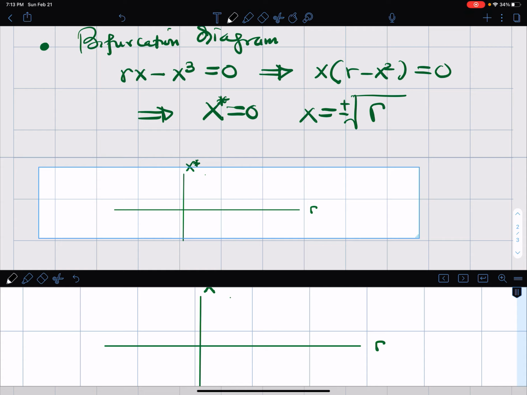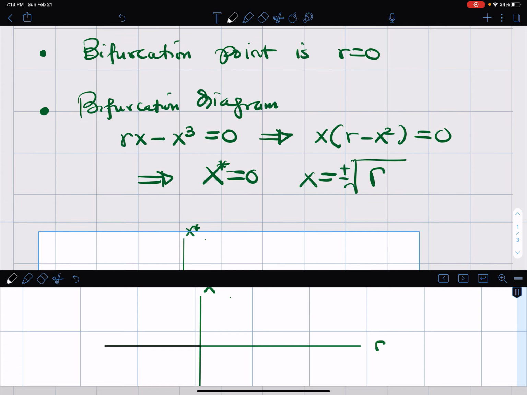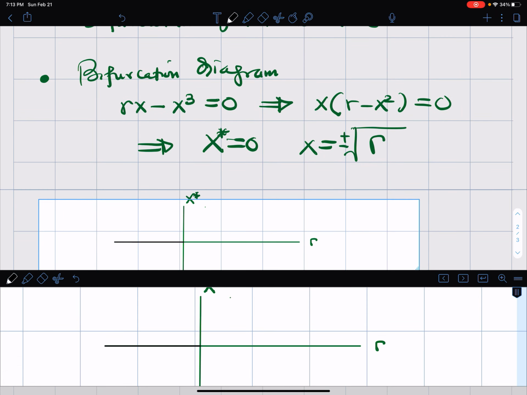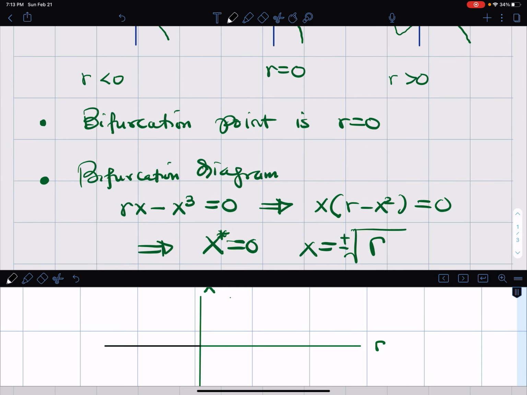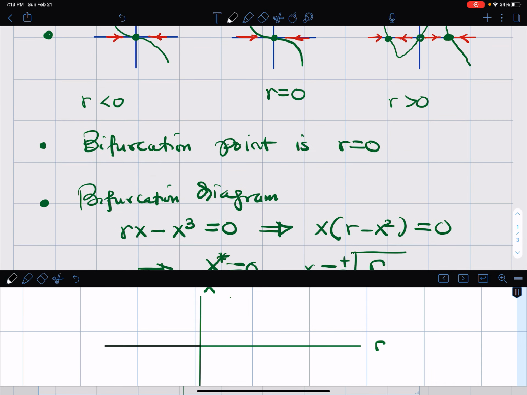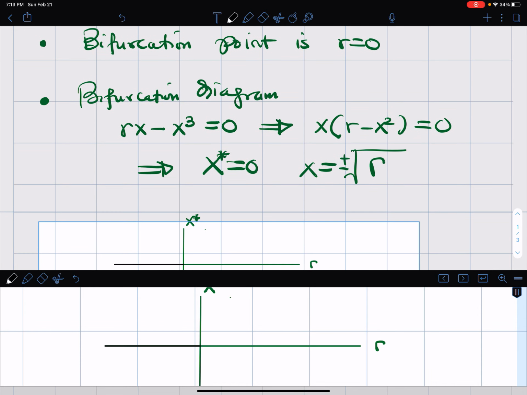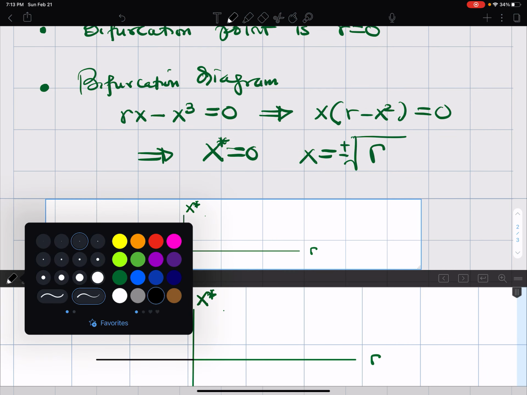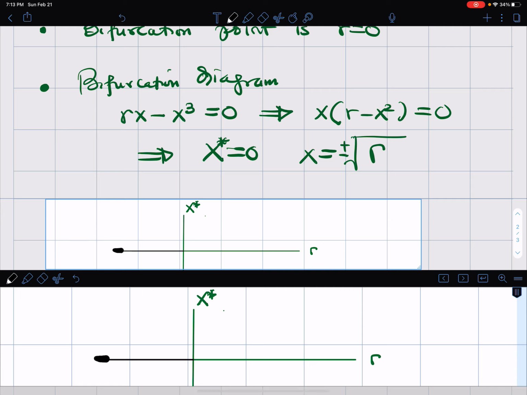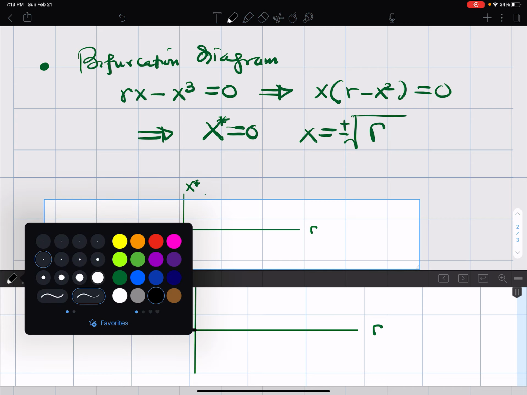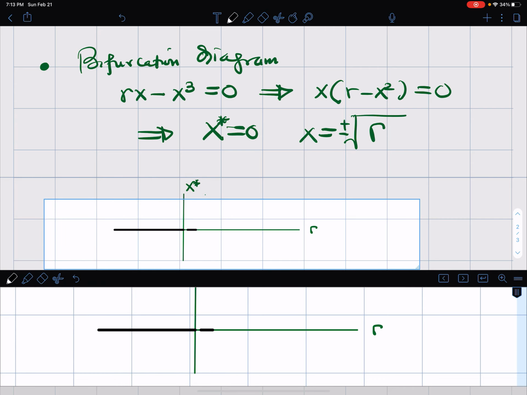Let me backtrack. When x star is equal to 0, we're on the r axis, right? The fixed point x star equals 0 is stable for r less than 0, and then it becomes unstable. So let's do unstable with dotted lines.